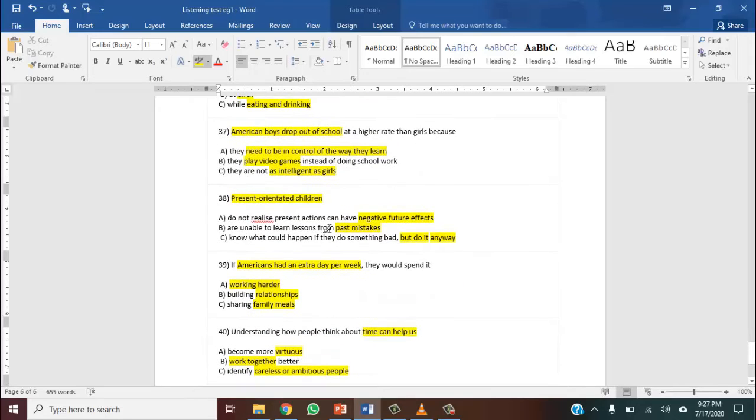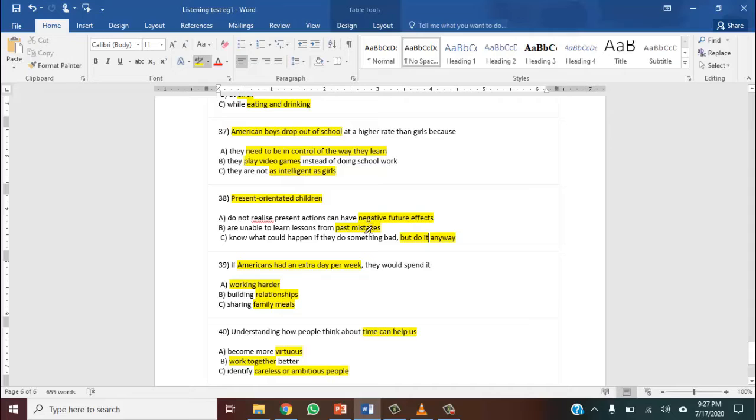Then we have question number 38, in which we are discussing features of present-oriented children. Here, option A says they do not realize present actions can have negative future effects. So I have marked negative future effects as a keyword. Then option B says that they are unable to learn lessons from the past mistakes. This past mistakes has been marked as a keyword.